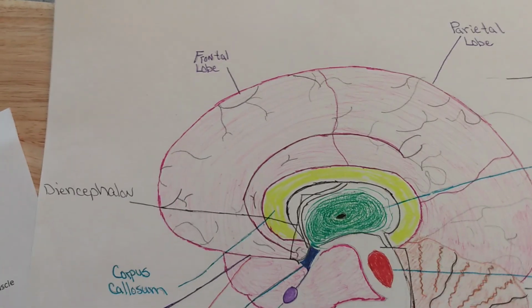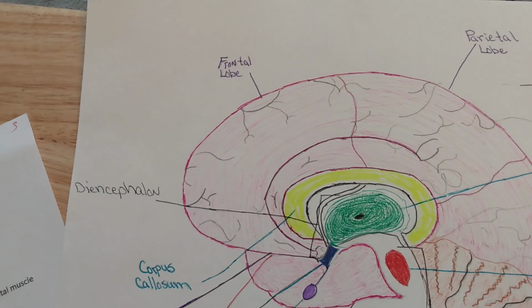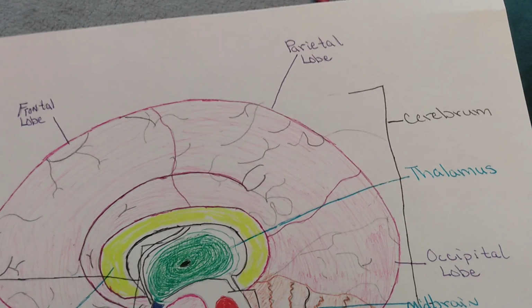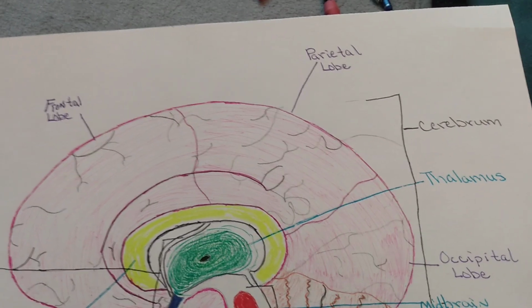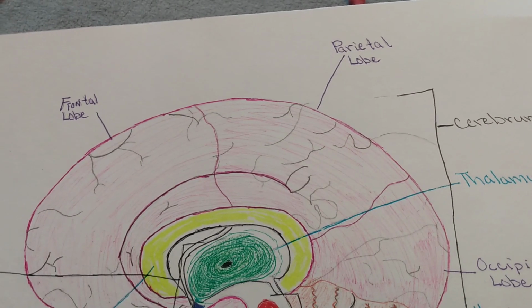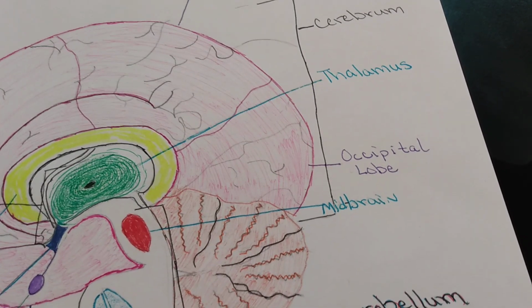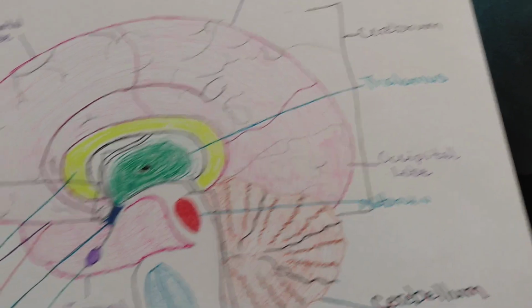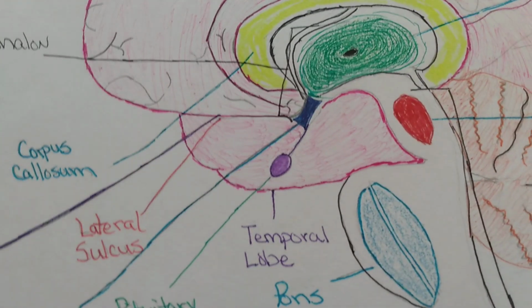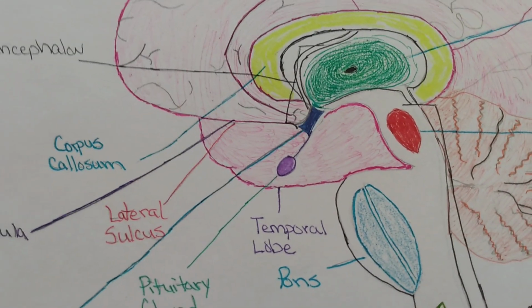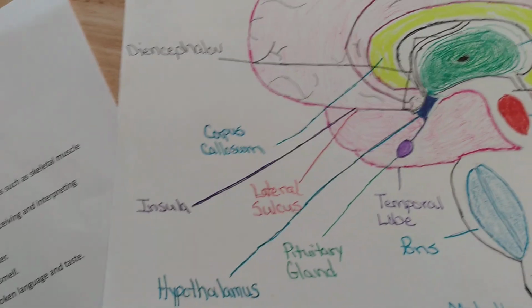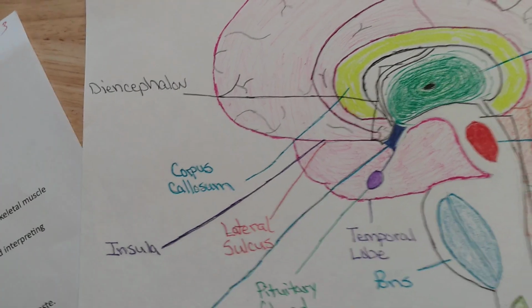Now the frontal lobe controls voluntary motor functions such as skeletal muscle control and higher level cognition. The parietal lobe is primarily responsible for receiving and interpreting signals of the general senses. The occipital lobe is the principal visual center. The temporal lobe, back over here, processes hearing and smell. And again, the insula functions in understanding spoken language and taste.